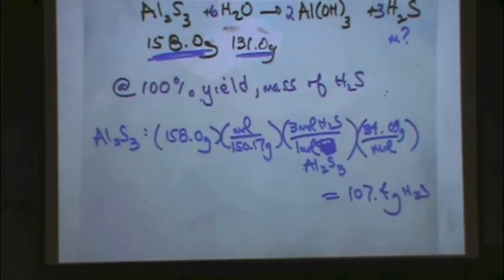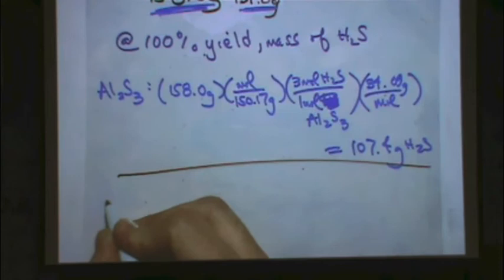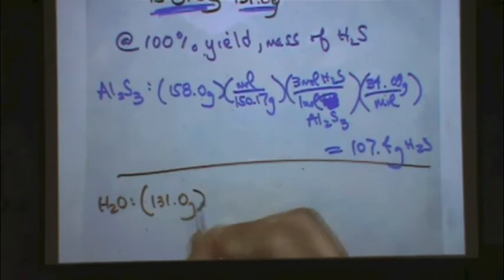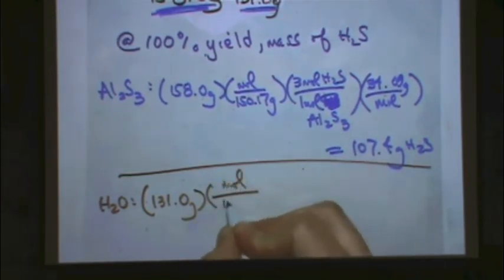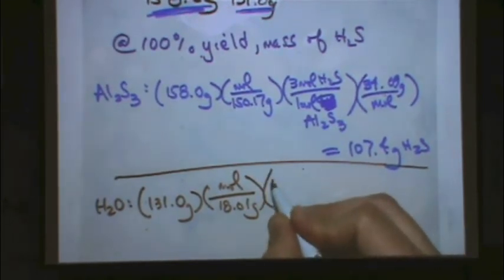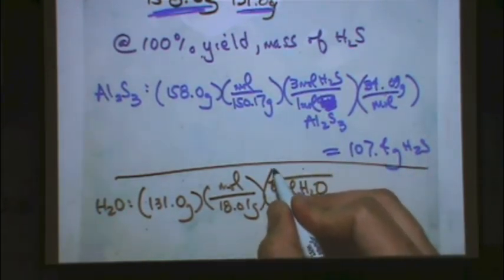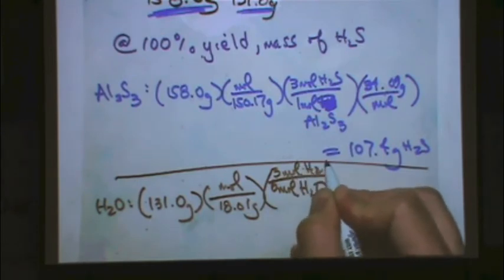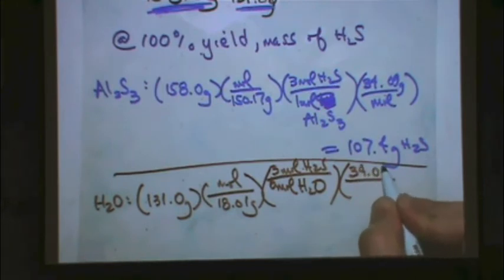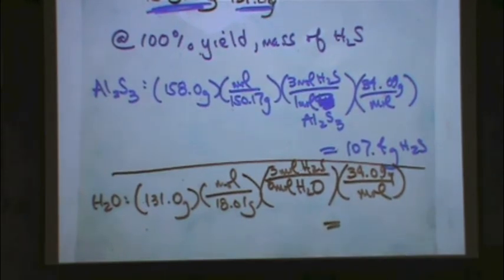Okay, now I have to do the identical calculation, but with water. So with water, we're going to do the same thing, start off with 131 grams, that's what's given. Molar mass, water is 18.01 grams per mole. And then there's 6 moles of water on bottom. On top, you want to go to H2S, so it's 3 moles H2S. And then one last step, that's 34.09 grams per mole of H2S. And this turns out to be 123.7.